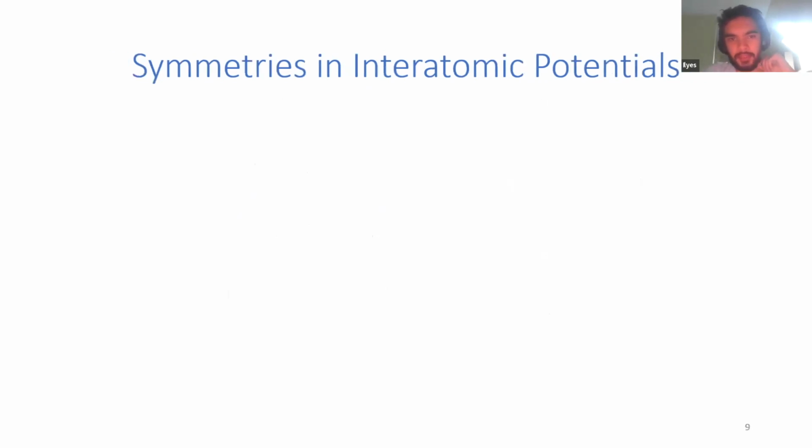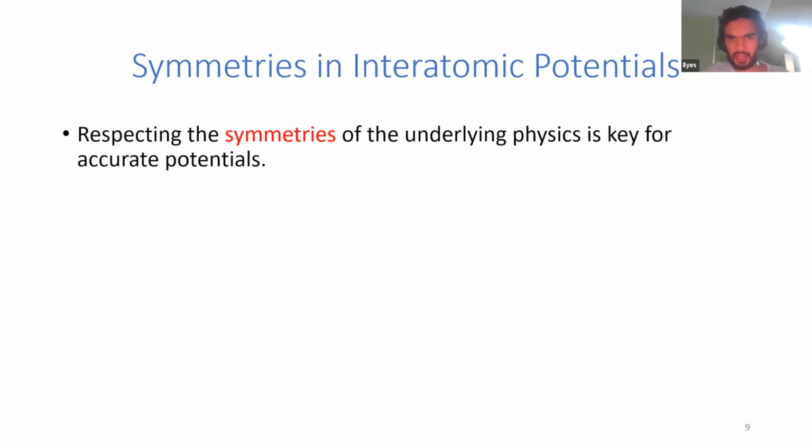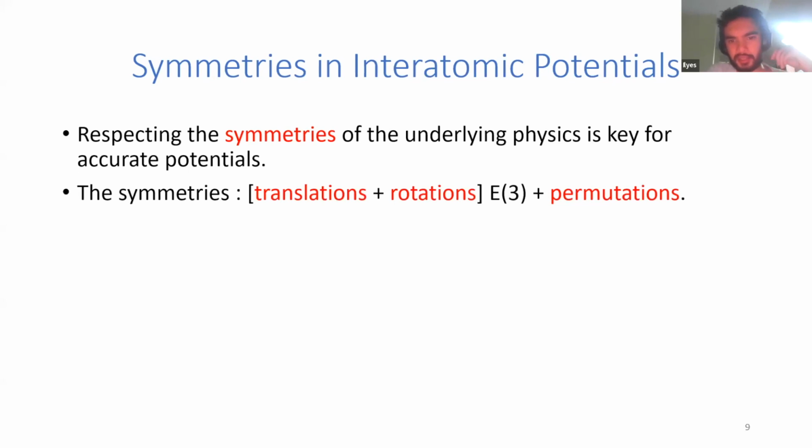One thing that has been very successful in the attempt to do ML force fields is the symmetries. Respecting the symmetries of the entire physics is essential for accurate potentials. And the symmetries we are talking about are the translation symmetry, rotation, which form the E3 group, and the permutation symmetry that I've discussed before.